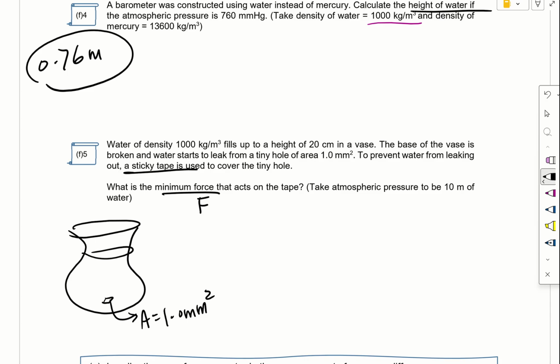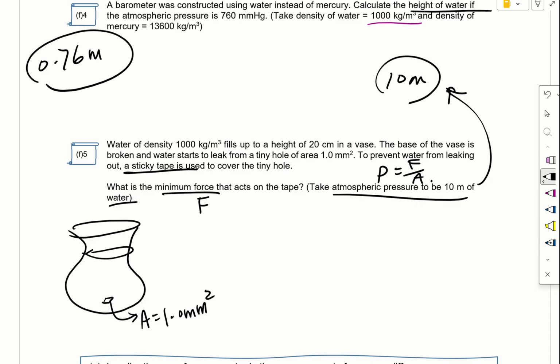So why does force come in? Because pressure equals force over area. They say take atmospheric pressure to be 10 meters of water. So 10 meters of water, it's very familiar. It's like what we did just now. Just now our height was about 10 meters as well, right? If you are using water, so it is consistent. So this is the density of water. The height is 20 cm, so I can convert it into 0.2 meters, right? SI unit.